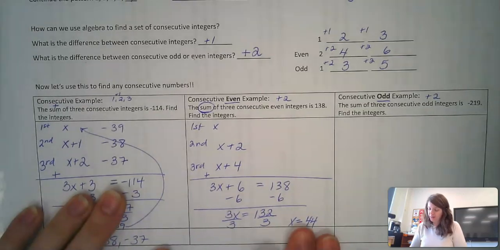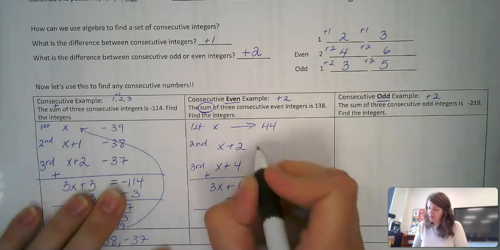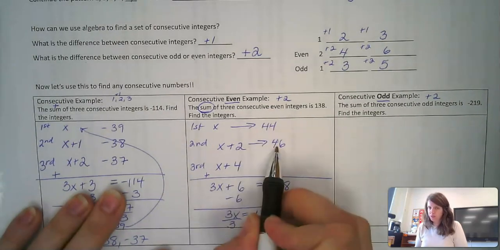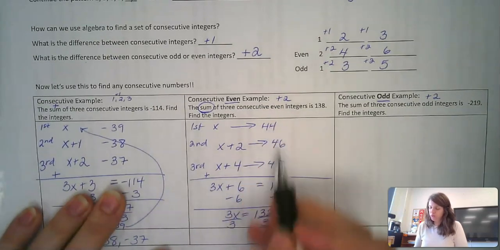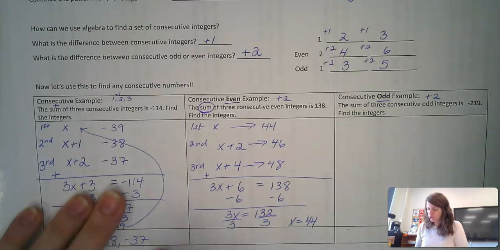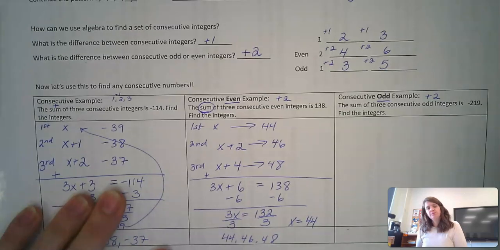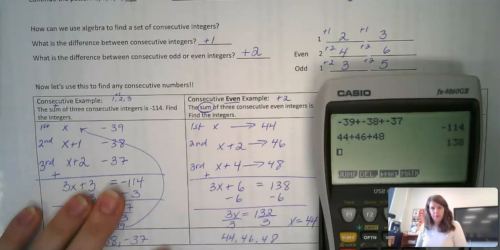And then I need to go back and think about what my numbers are. Well, if my first number was 44, then my next consecutive even number is 46, right? Because 44 plus 2 gives me 46. And then my next one would be 48, right? Because 44 plus 4 gives me 48. So I found them, 44, 46, and 48. Let's double check them. 44 plus 46 plus 48 gives me 138.